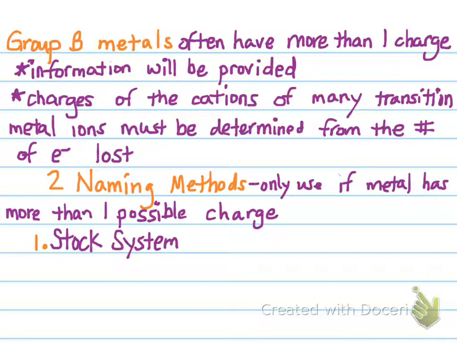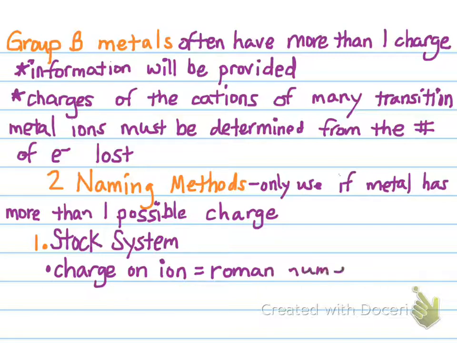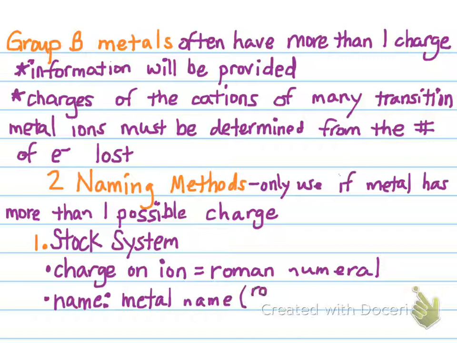In the stock system, the charge on the ion is equal to a Roman numeral. So when you name these, it's going to be the metal name, then a Roman numeral, and then the word ion.